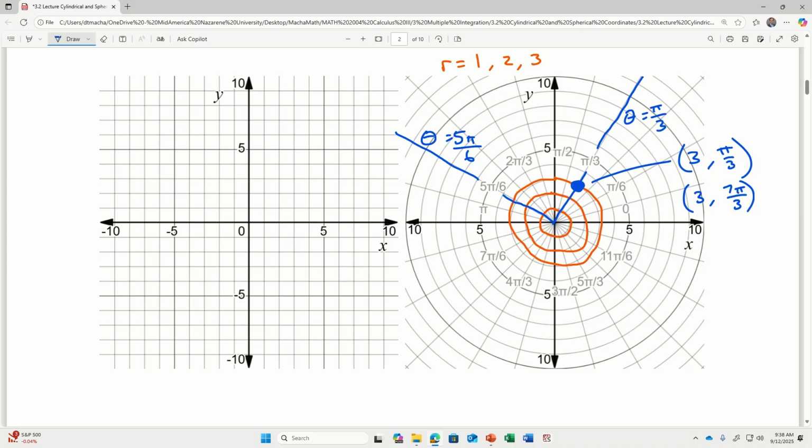And so maybe it's a good idea to try to keep your theta always between 0 and 2 pi, or if you prefer, between negative pi and positive pi. But technically there's an infinite number of ways you could represent the same point, because you could always add or subtract 2 pi from the theta and get the same point back.